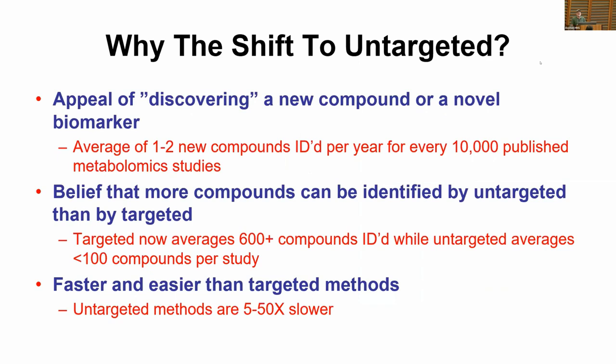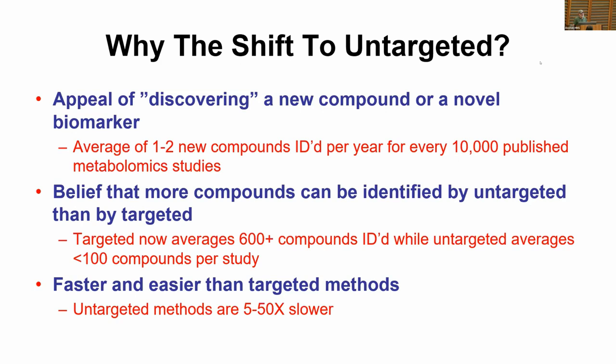So why has there been this dramatic shift towards untargeted metabolomics? A lot of it comes from an appeal to this idea of discovering a new compound or a novel biomarker. And based on the data we've seen over the 15, 16 years of running metabolomics with HMDB, we only see about 1 to 2 new compounds identified for every 10,000 published metabolomic studies. So the odds that you're going to find something new is very small.